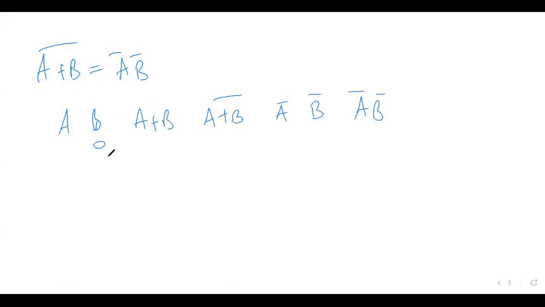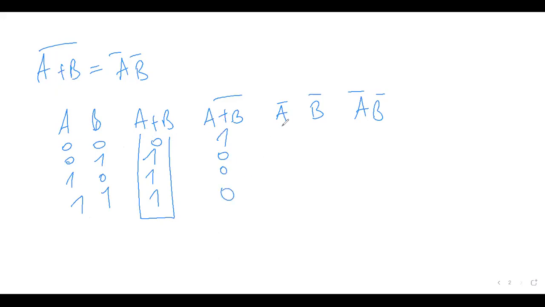2 inputs, it means 4 possible combinations. 0, 0, 1, 1 and 0, 1, 0, 1. What is A plus B? 0, 1, 1, 1. What is A plus B bar? A plus B bar only means the solutions you get here, the opposite of them. So we have 1, 0, 0, 0. What is A bar? A bar, this is our A. A bar is 1, 1, 0, 0. Then B bar, this is our B, is 0, 1, 0, 1, so it's 1, 0, 1, 0.